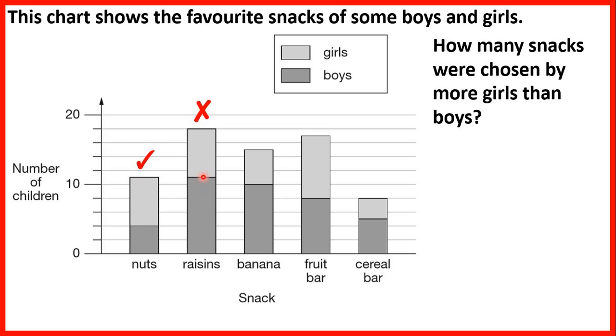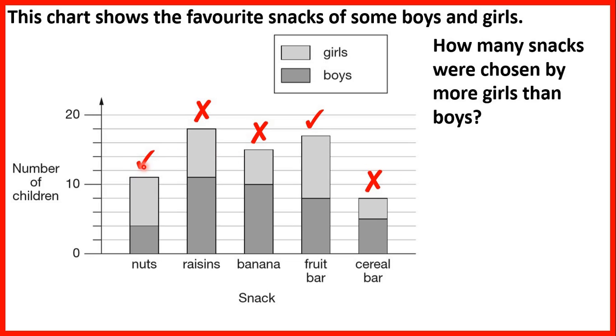With raisins, we can see that the dark grey is bigger, so that's more boys than girls. For banana as well, the dark grey is larger. For fruit bar, we have just slightly more girls than boys because this bar at the top is slightly larger than the bar at the bottom. And for cereal bar, we have more boys than girls because the dark grey takes up most of the bar.